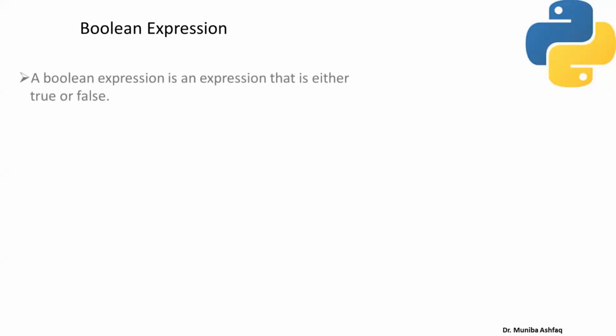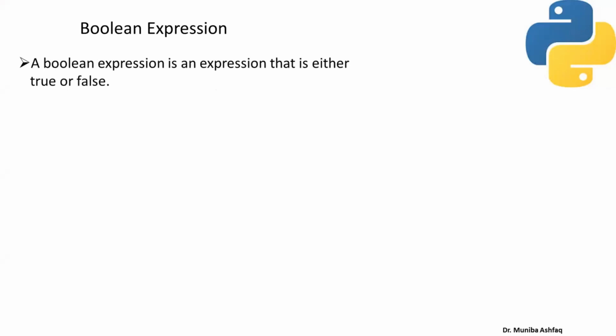Boolean expression. A Boolean expression is an expression that is either true or false. The reason I'm talking about Boolean expressions right now is that later on we will go towards conditional execution, and in conditional execution we actually check conditions. Using Boolean expressions is the best way to express those conditions. The beauty of the Boolean expression is that it results in two forms: either true or false.